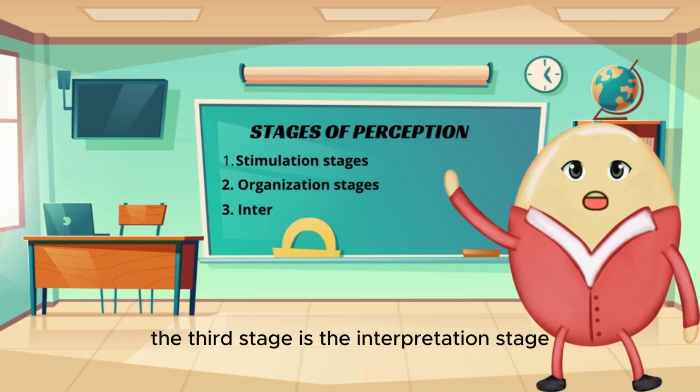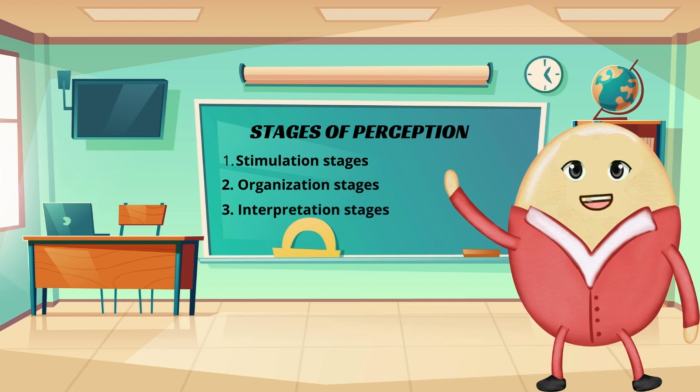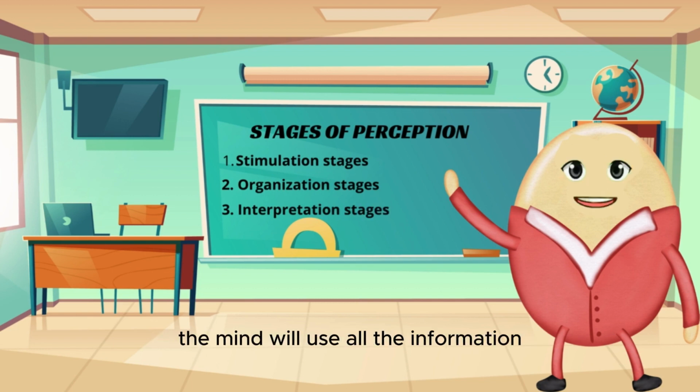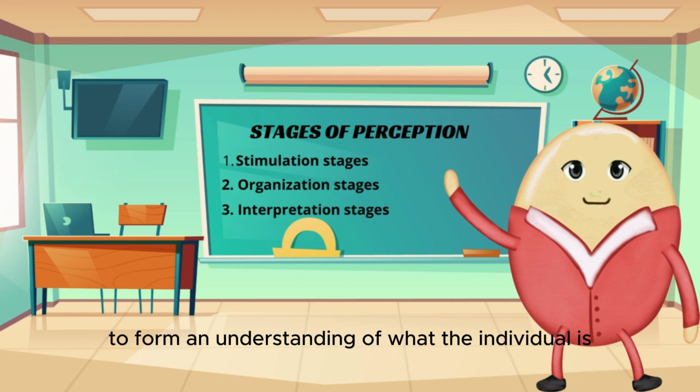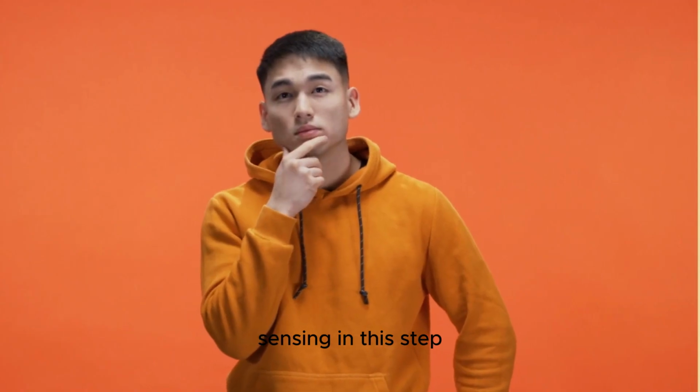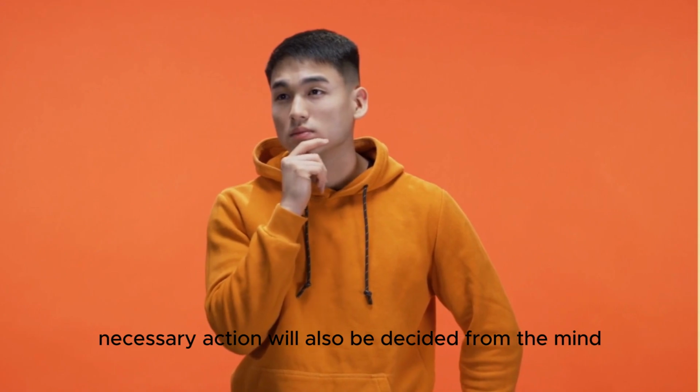The third stage is the interpretation stage. In the interpretation stage, the mind will use all the information from the previous steps to form an understanding of what the individual is sensing. In this step, the necessary action will also be decided by the mind.